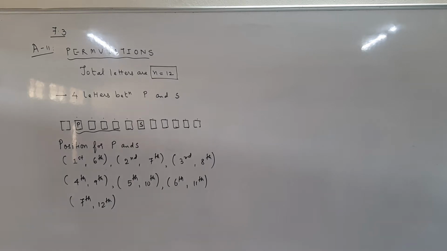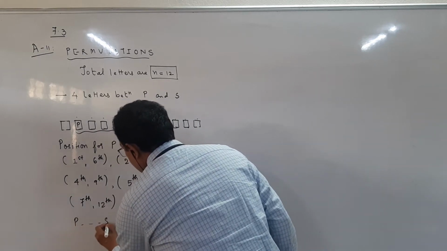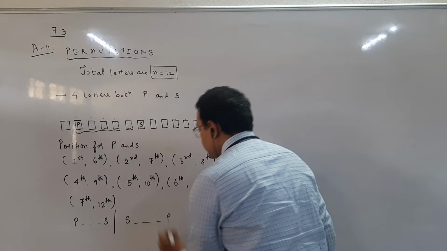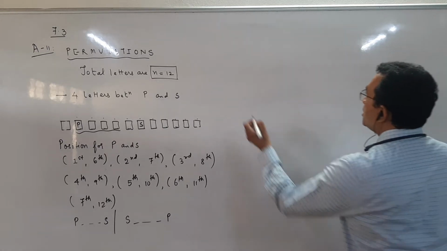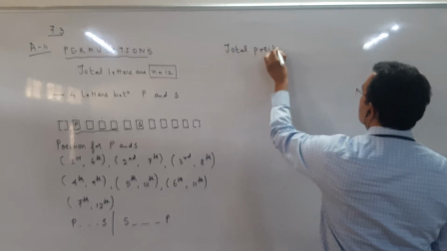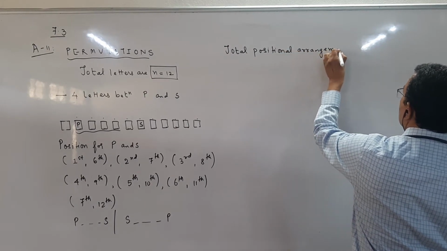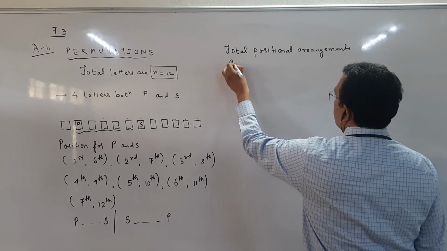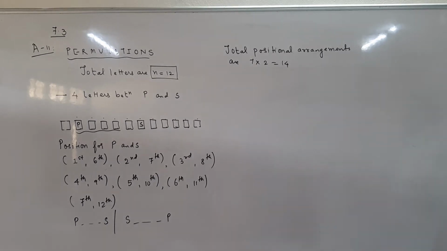Now, mind you, S can come first and P can come later. The arrangements can be like this: P, S or S, P. Between P and S, it is not told that P should be first. So, the total positional arrangements are 7 into 2, 14. The same position can be flip-flop. First P and then S, or first S and then P.